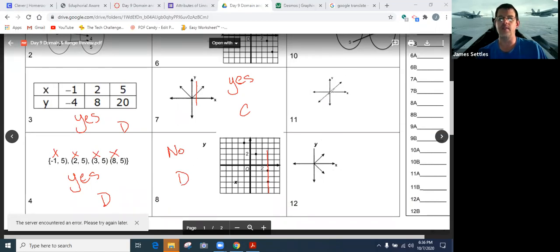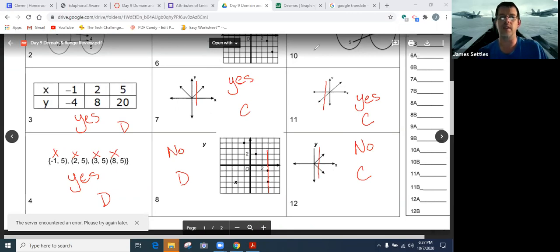Number 11, so right there, draw a vertical line, it's only going to touch once. So yes, this is a function, and that is continuous. And then here it touches twice, so that is not a function, but it is still continuous because that is a graphed line.